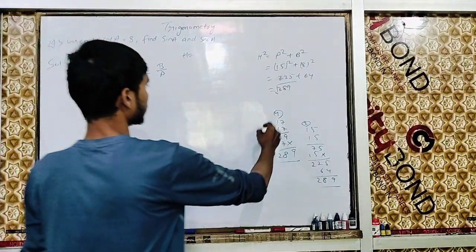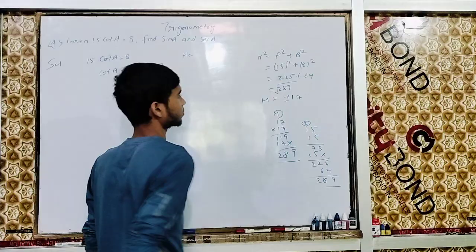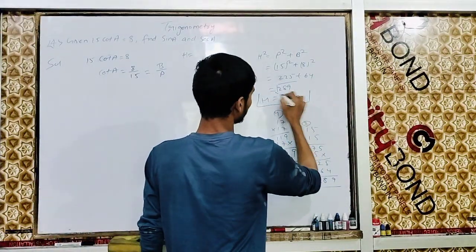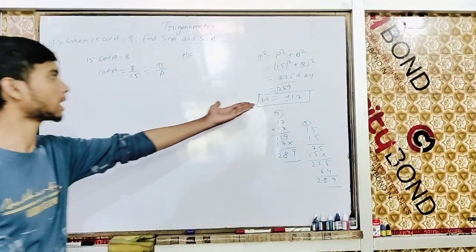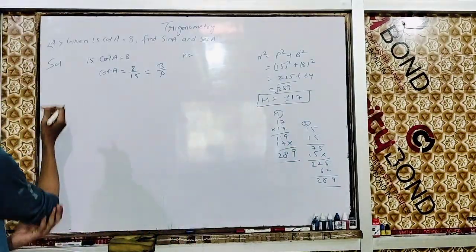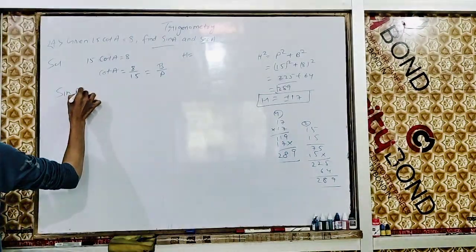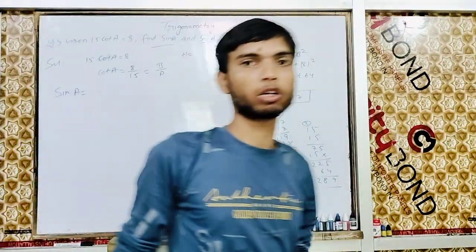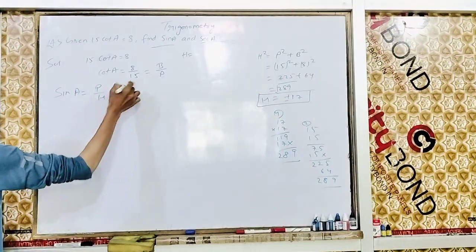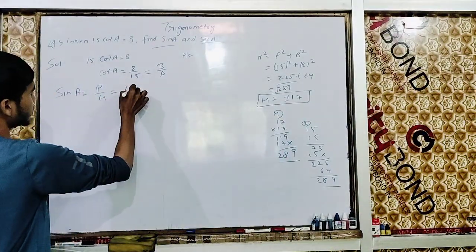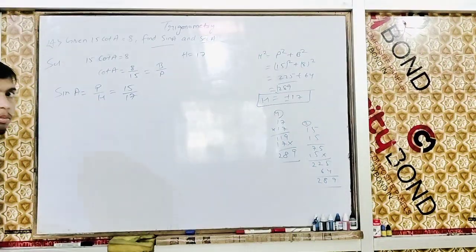Now, here this 17 came as h. We got h as 17. Now, find this and this. Sin a, we know that it is nothing but just perpendicular upon hypotenuse. So perpendicular upon hypotenuse, perpendicular is how much? 15, and hypotenuse we got 17. So it would be 15 upon 17.